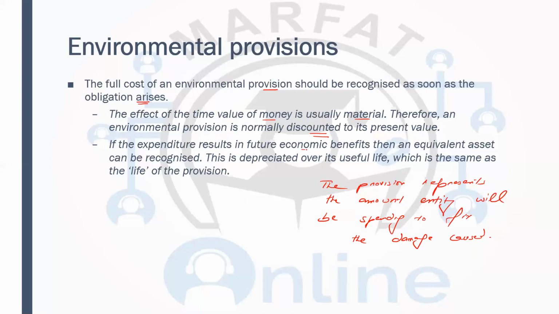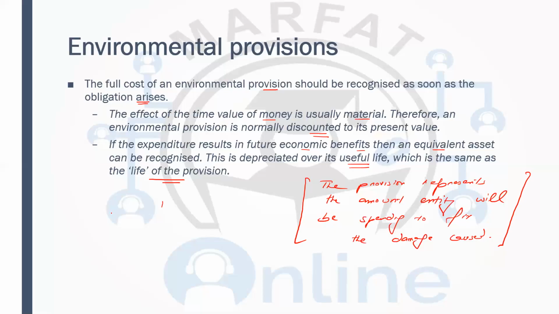If the expenditure results in future economic benefits, then an equivalent asset can be recognized. This is depreciated over its useful life, which is the same as the life of the provision. Now, this is again a very important point to understand. If the expenditure results in future economic benefits, like for example, you are causing the damage, but whatever is being done, that will be received by you by some means. For example, that either is being insured, or any other relevant authority will be paying you some amount for it. That damage is being covered by some other organization.